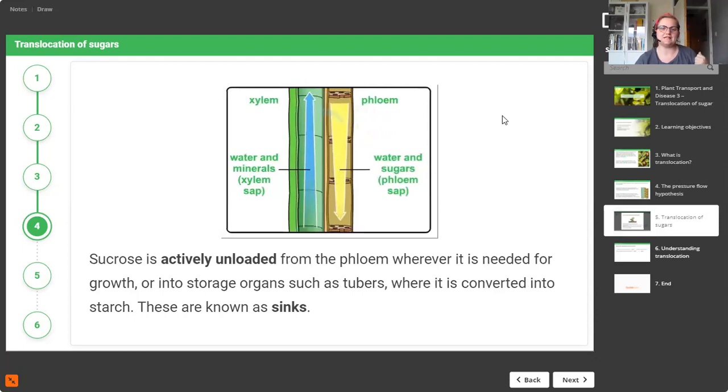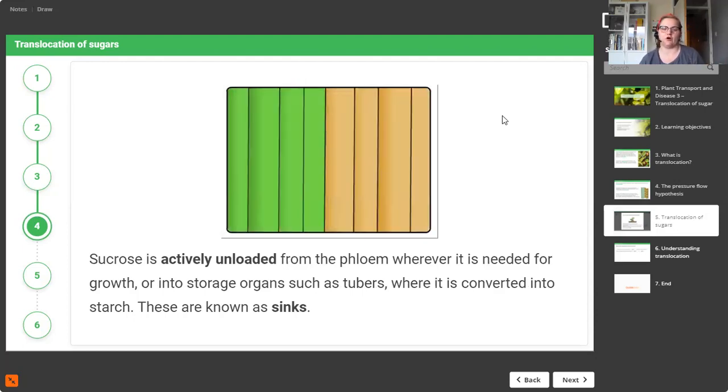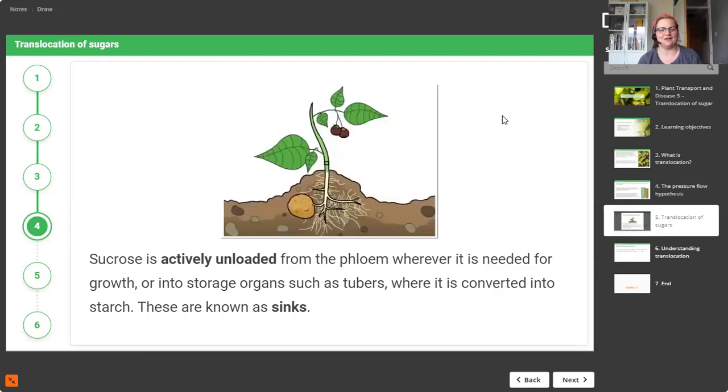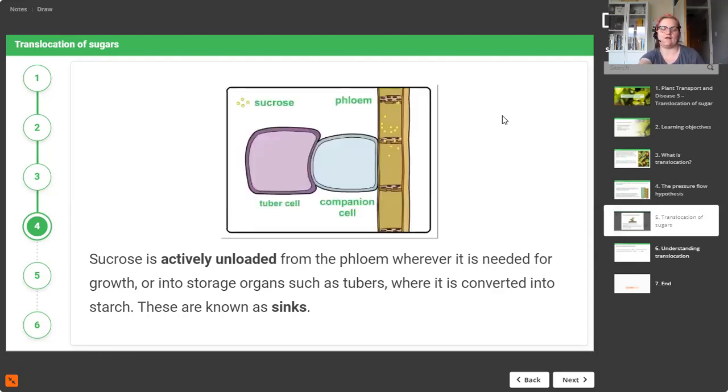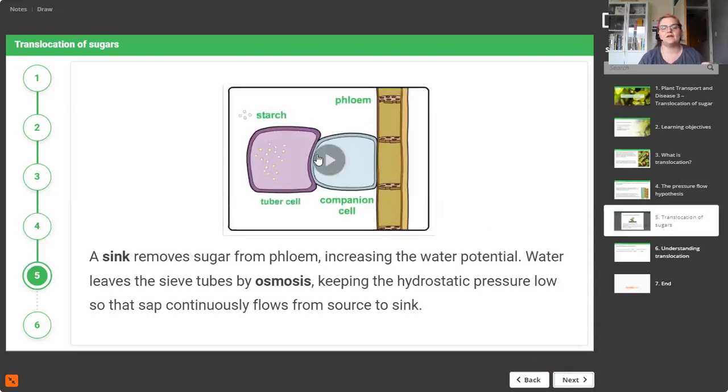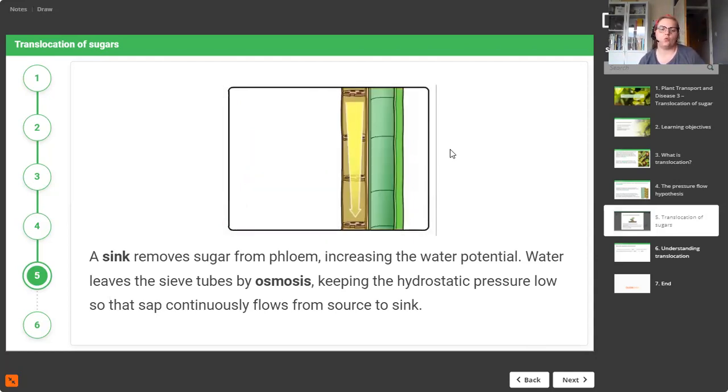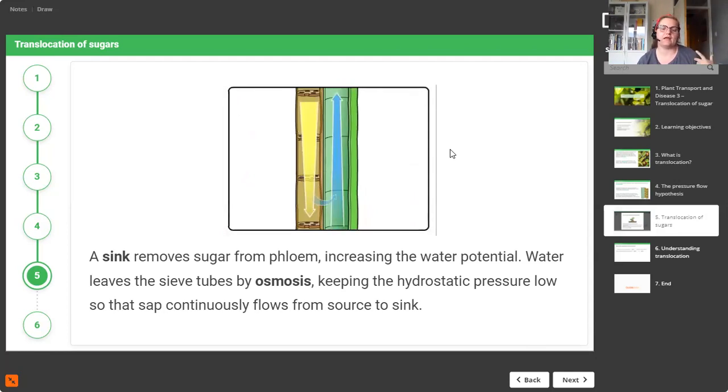So sucrose is actively unloaded from the phloem where it's needed for growth, or into a storage organ such as a tuber, where it is converted into starch, and these are known as sinks. So again, it goes through the companion cell and then into whatever cell is needed. So it could be wherever it's needed for growth or into the tuber cell, for example, and that is known as a sink. A sink removes sugar from the phloem and it increases the water potential. So water leaves the sieve tubes by osmosis and it keeps the hydrostatic pressure low. So the sap continuously flows from source to sink.